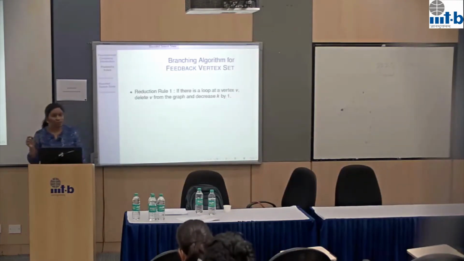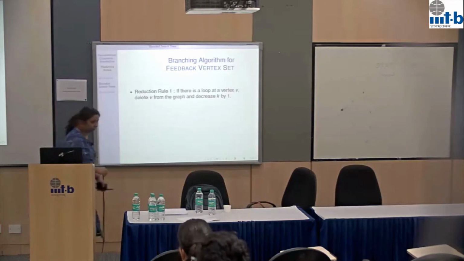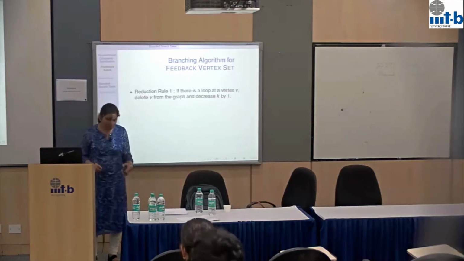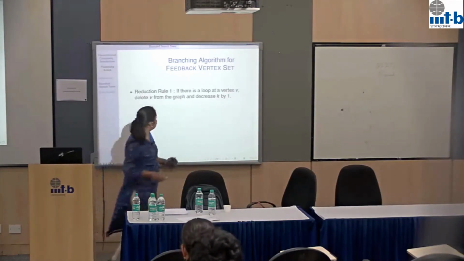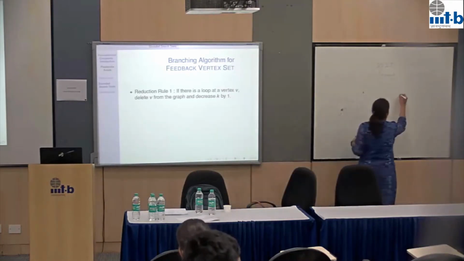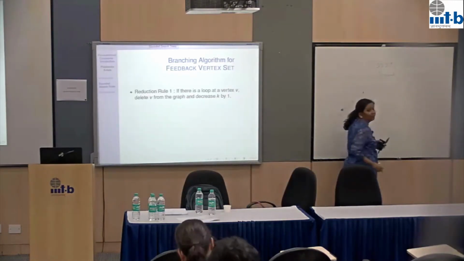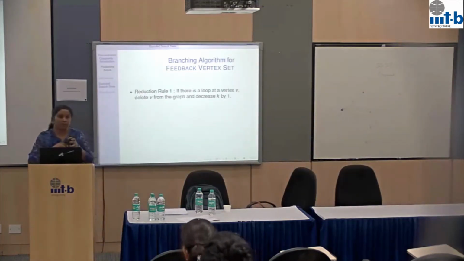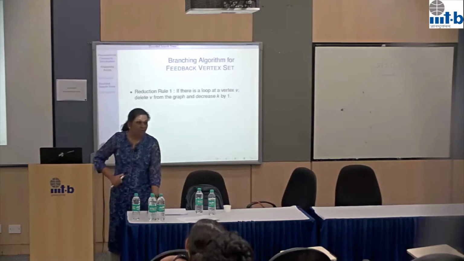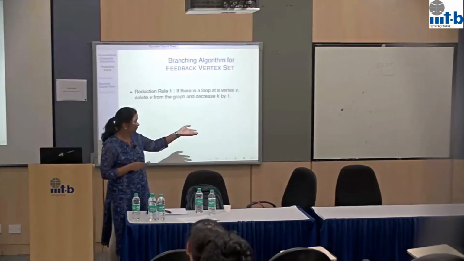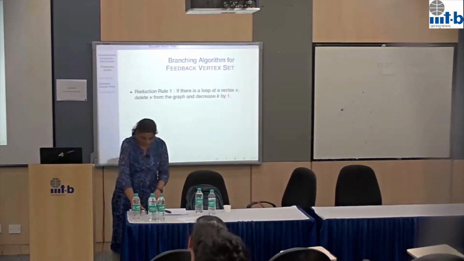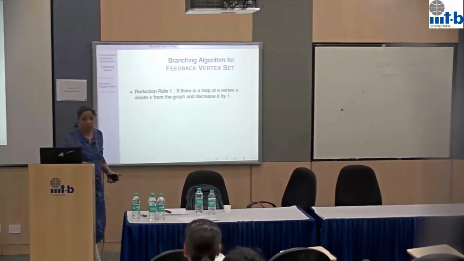If there is a vertex with a loop, a self loop, an edge which starts at a vertex and enters the same vertex, see, this is a cycle, right? A loop is a cycle. So if there is a loop, what can you say about the feedback vertex set? We have to choose a vertex from every cycle. From the loop, there is no other vertex to be chosen. You have to choose V. So then you know that V is in the feedback vertex set.